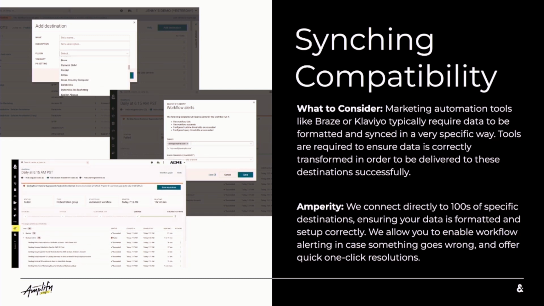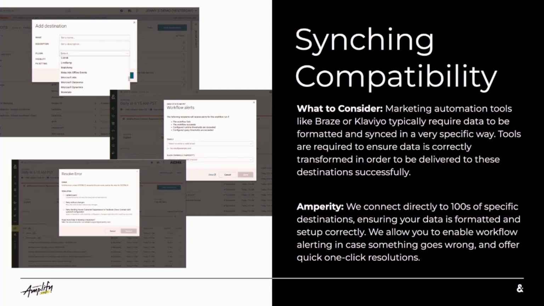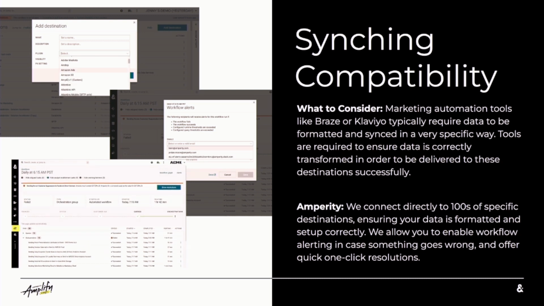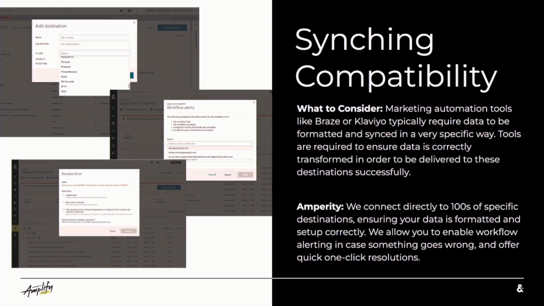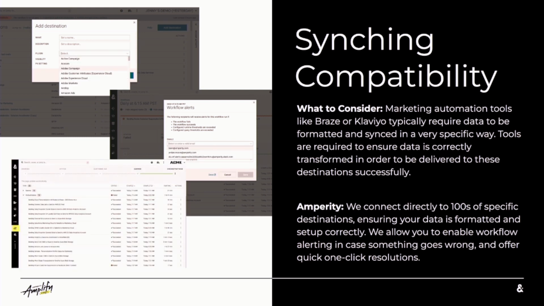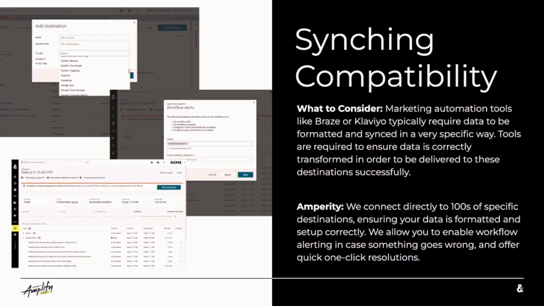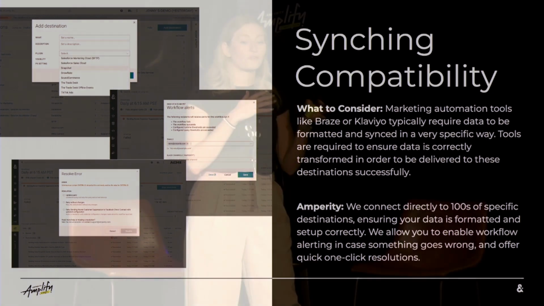And then another one here is around syncing compatibility. And this is specifically around syncing to downstream systems. One of the questions that I was thinking about when I was creating this presentation is how is customer data ops different than regular data ops? And one of the big things that stuck out is the types of destinations that we're sending data to. We're sending to specific destinations like Klaviyo or Braze that expect data to be written in a very specific format and done in a very specific way. And so whatever tool you're using needs to make sure that your data is correctly formatted, it's correctly transformed in order to be delivered to these destinations successfully.